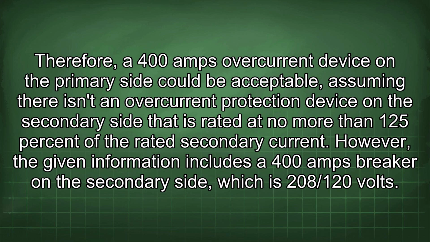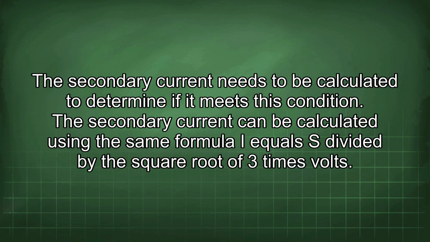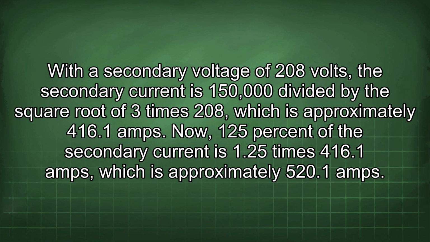However, the given information includes a 400 amps breaker on the secondary side, which is 208/120 volts. The secondary current needs to be calculated to determine if it meets this condition. The secondary current can be calculated using the same formula I equals S divided by the square root of 3 times V. With a secondary voltage of 208 volts, the secondary current is 150,000 divided by the square root of 3 times 208, which is approximately 416.1 amps.